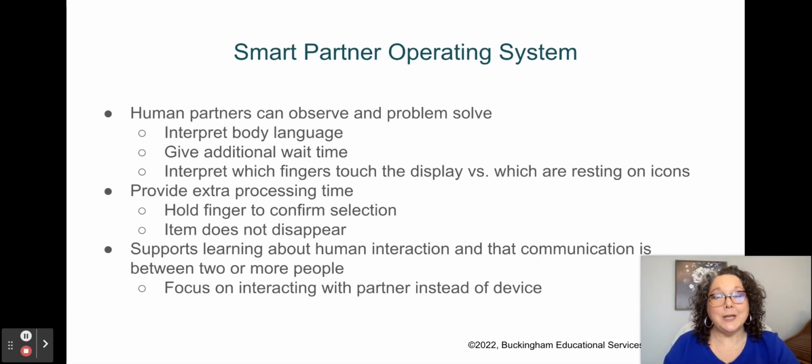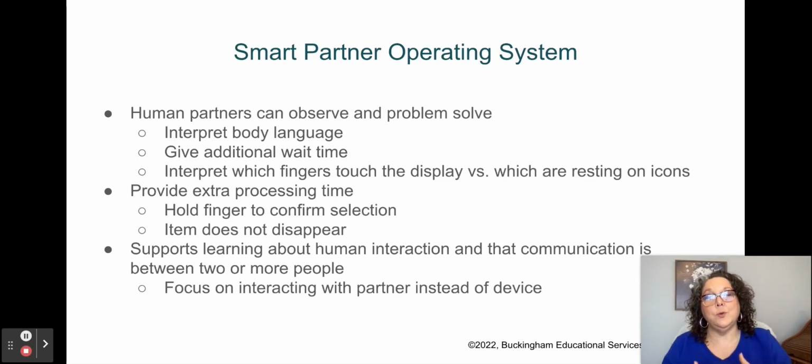It also allows for extra processing time. If a selection is made, the person who's the operating system person, the Smart Partner operator, can hold their finger over an icon to indicate, is this the one you selected? Also, the item doesn't disappear by using a low tech system and using somebody to help be the scanner and help operate that system. It ensures that that visual support stays there.